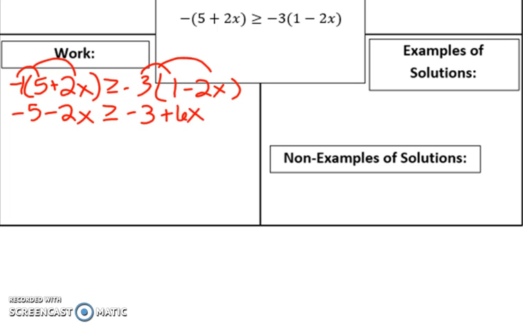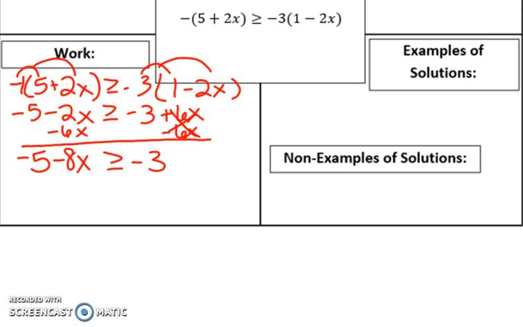So now I'm going to bring my variables to the left. Subtracting 6x on both sides, those cancel. Negative 5 minus 8x is greater than or equal to negative 3. I need to bring my constants to the right, so I'm going to add 5 on both sides. Negative 8x is greater than or equal to 2.